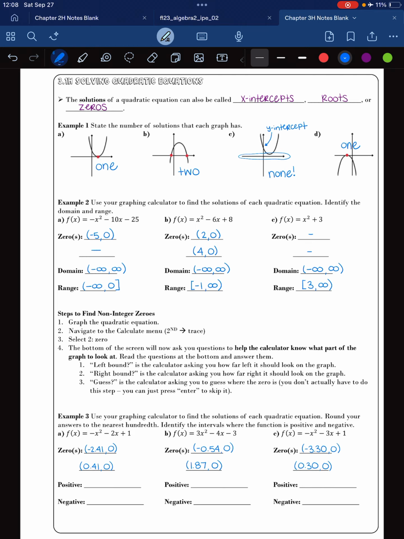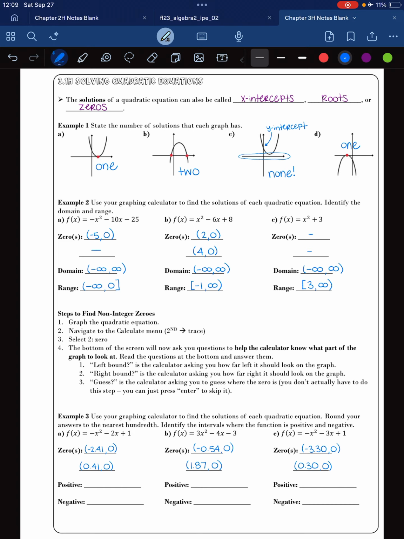We need to be able to find non-whole number, non-integer zeros. So we can do that by using the calculate menu in your graphing calculator. This is going to be the same place where we can find maximums and minimums, and it can tell me non-integer vertex values. We just have to go through those same questions. We have to tell the calculator where to look by telling it how far left should it look, how far right should it look, and then to guess right in the middle as close as we can there.